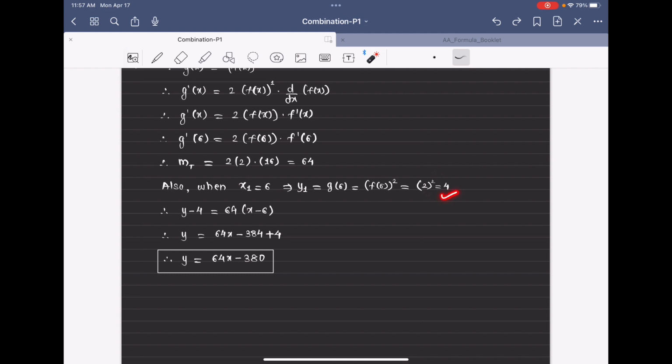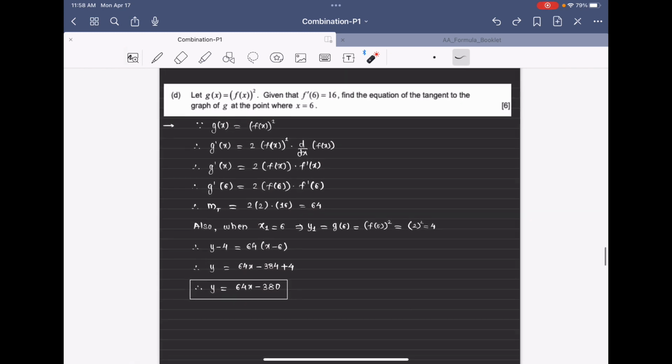Now you got y1, you got x1, you got slope of a tangent. So y minus y1, that is 4, is equal to m, that is 64, times x minus x1, that is 6. Keep y as it is. 64 into x is 64x. 64 into 6 is minus 384. Plus minus 4 goes on the other side, becomes plus 4. So y is equal to 64x minus 384 plus 4 is minus 380. That is your final equation of a tangent.